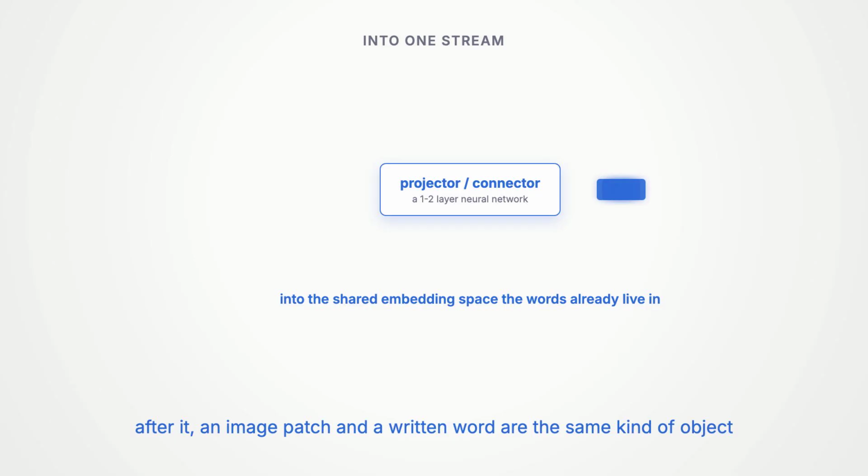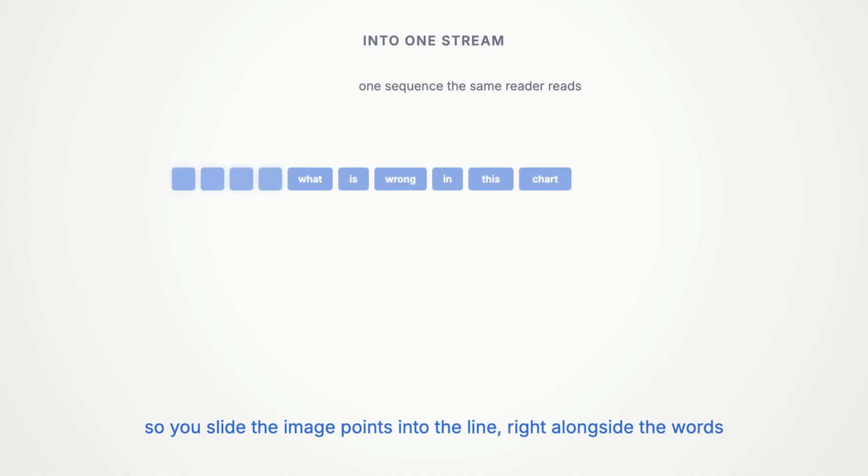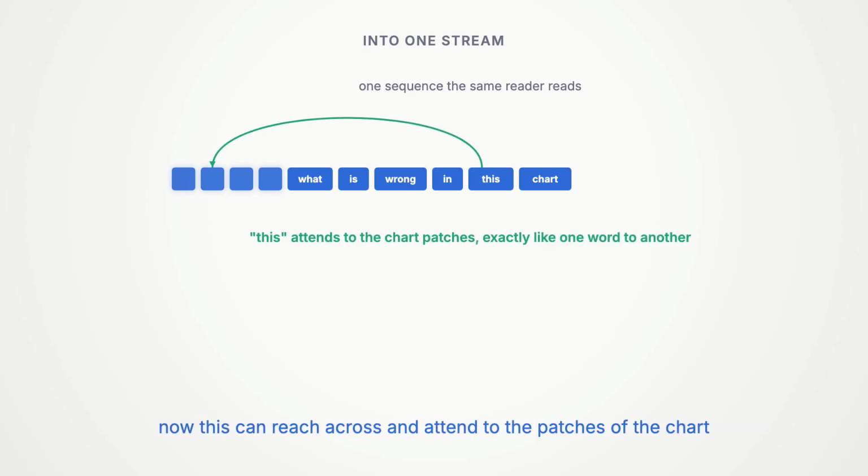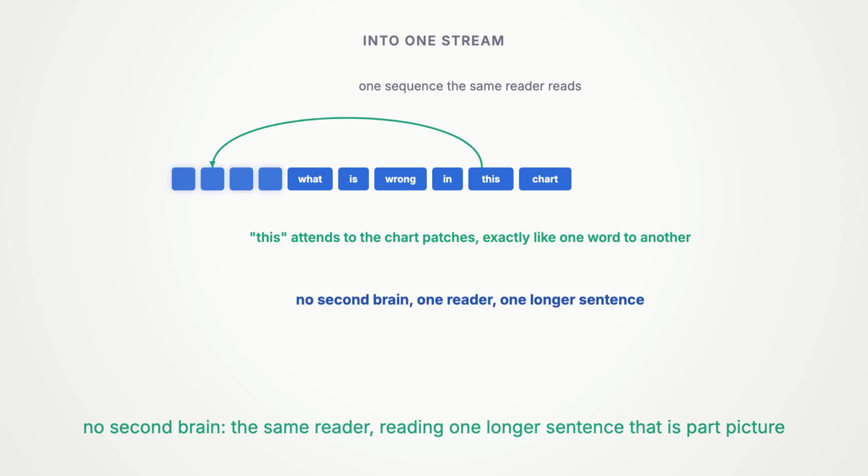Remember, the part of the model that reads is completely indifferent to where a token came from. It eats a sequence of points and hunts for relationships in them. So you simply slide the image points into the line right alongside the words. The photo becomes a passage in the text. Now when you type, "What is wrong in this chart?" the word "this" can physically reach across and attend to the patches of the chart, exactly the way one word attends to another. No second brain. No bolted-on vision module. The same reader, reading one longer sentence that happens to be part picture.